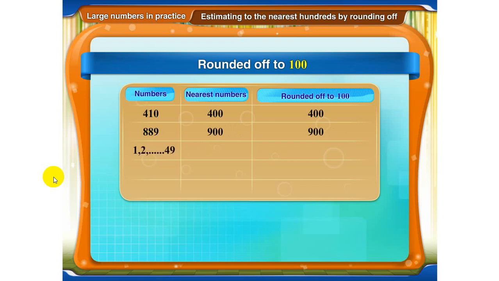Numbers 1 to 49 are closer to 0 than to 100, and so are rounded off to 0. Numbers 51 to 99 are closer to 100 than to 0, and so are rounded off to 100. Number 50 is equidistant from both 0 and 100. It is a common practice to round it off as 100.